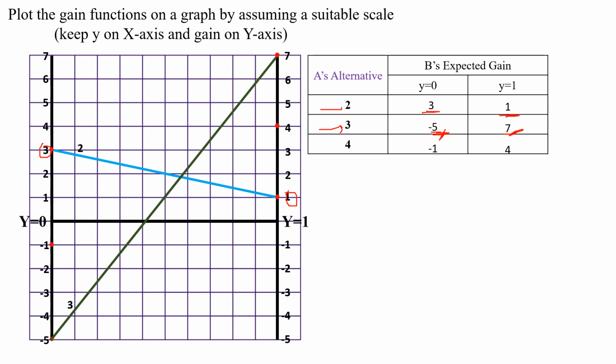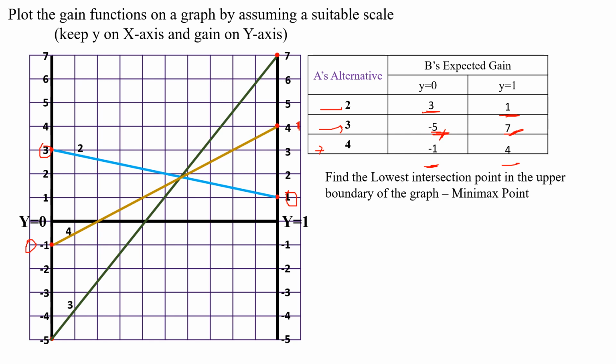So next, mark the values minus 1 and 4 for the fourth strategy. When y equals 0, the gain value is minus 1, and when y equals 1, the gain value is 4. So mark the minus 1 and the 4 and join these 2 points by a line. So this line is for the fourth strategy.